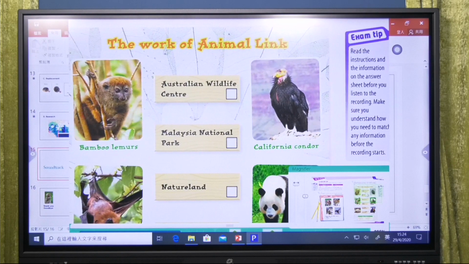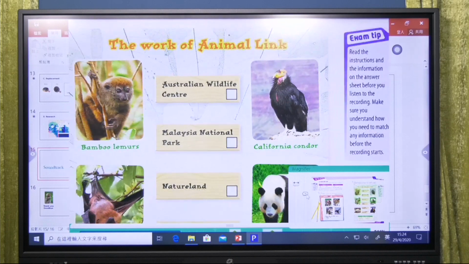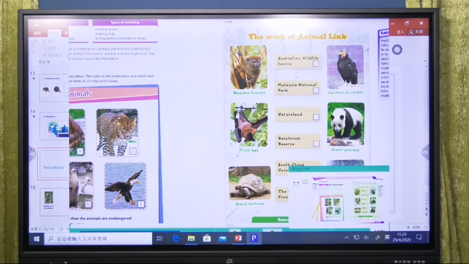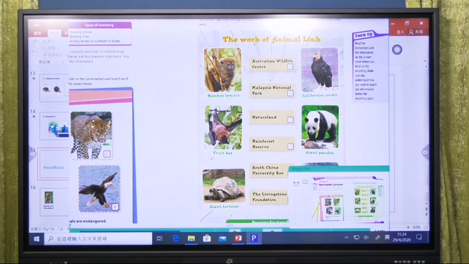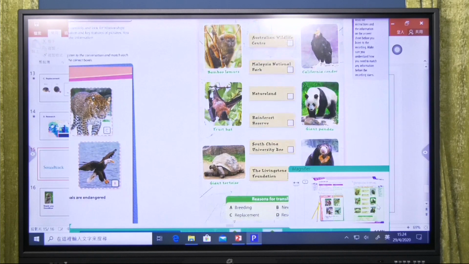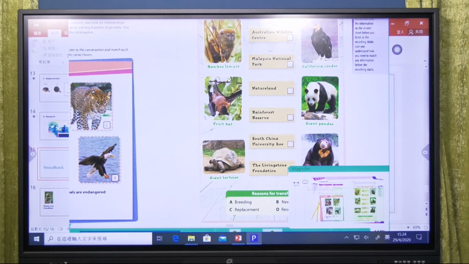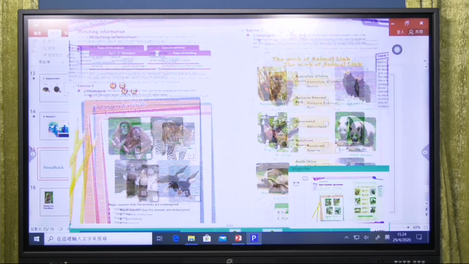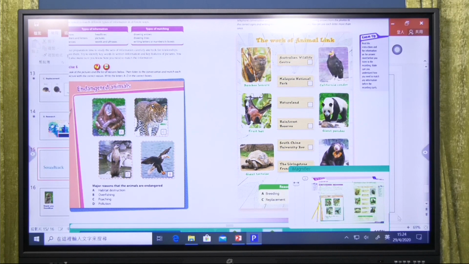Exercise 7, page 9. You are Phoebe Mack. Your friend Billy is helping you to complete a homework project. Listen to the telephone conversation and complete the note sheet below by drawing arrows from the photos to the correct signs and writing the letters A to D in the correct boxes. You can use each letter more than once. You now have 30 seconds to familiarize yourself with the note sheet.